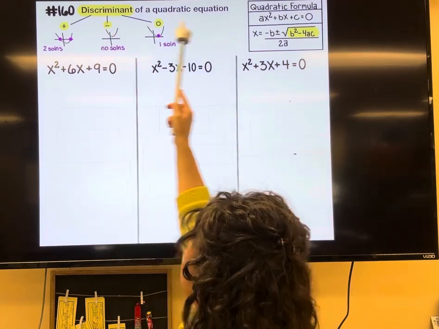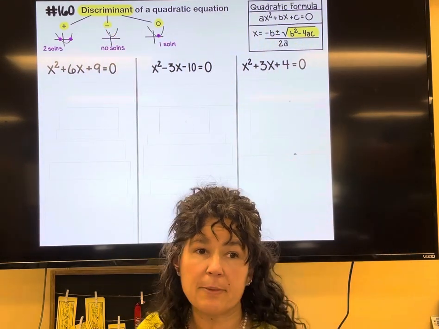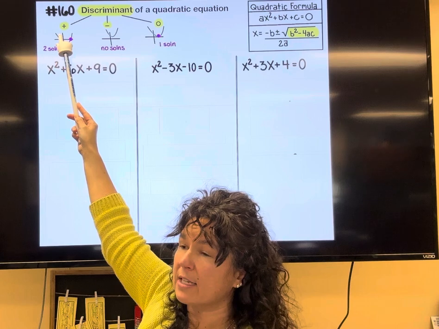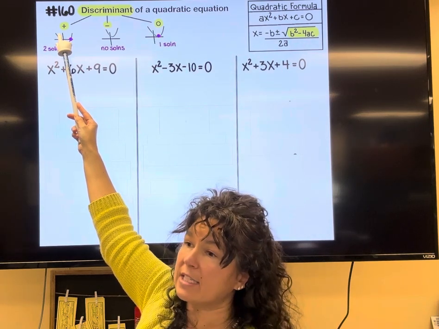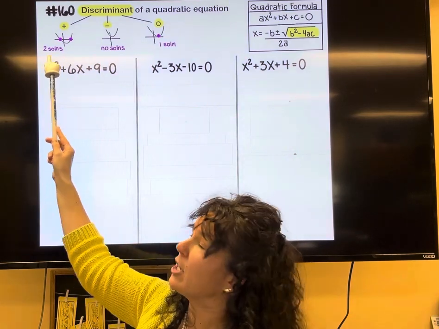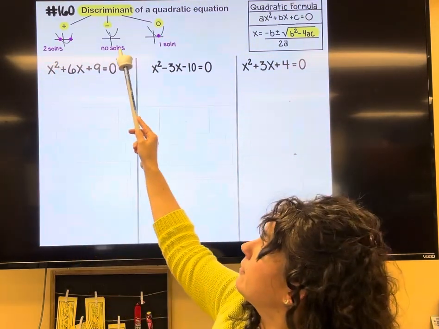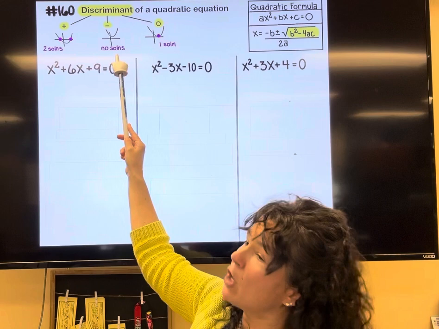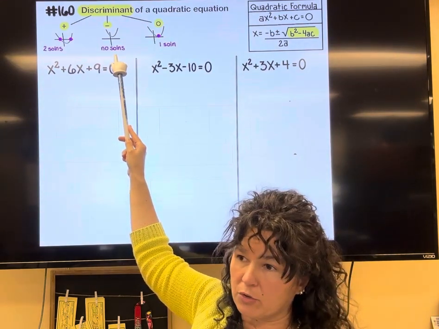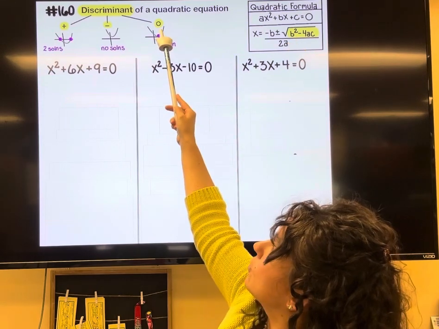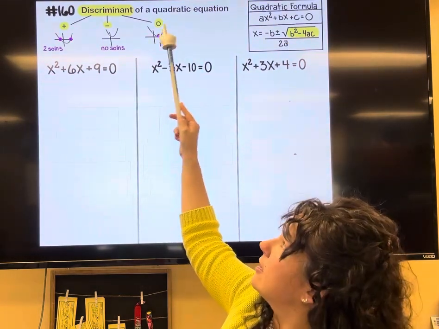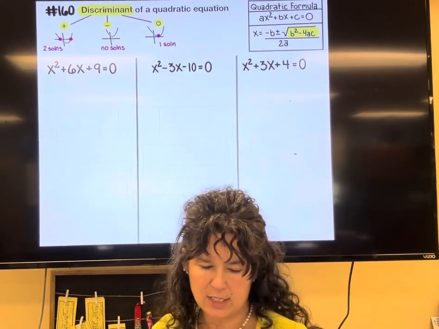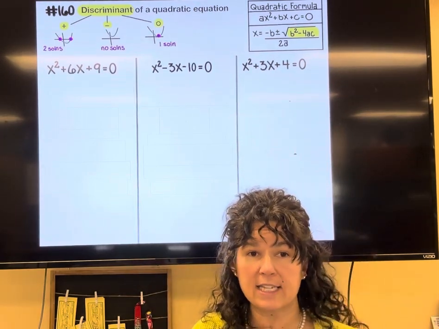If you find the answer to b squared minus 4ac, and the answer you get is a positive number, no matter what that number is, then your equation has two answers. If the answer to b squared minus 4ac equals a negative number, then you have no answers. There's no x that makes it true. And if the answer to b squared minus 4ac equals zero, then this equation would have one answer.